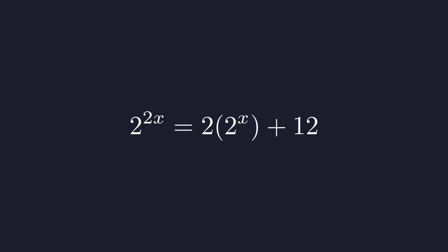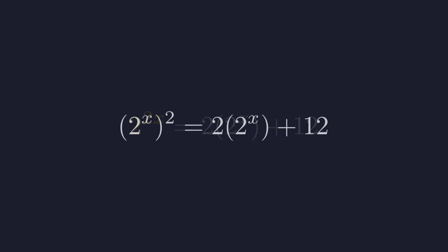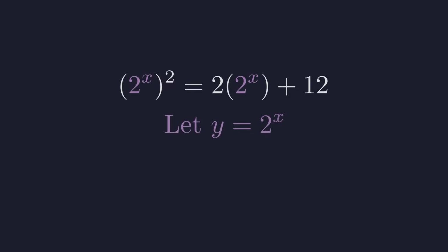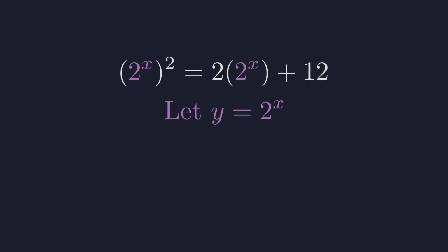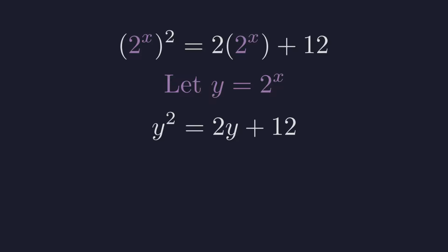Let me clean this up a bit. Notice that 2 to the 2x can be written as 2 to the x, squared. And suddenly, this looks like a quadratic equation in disguise. See how 2 to the x shows up in both places? That's our cue to make a substitution. Let's call 2 to the x just y for now. And with that substitution, we get y squared equals 2y plus 12.